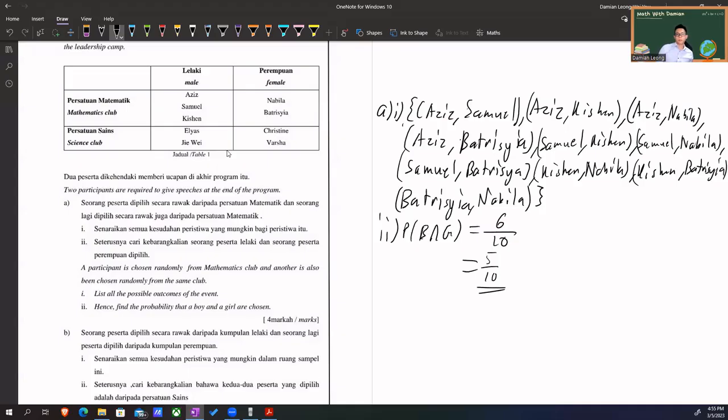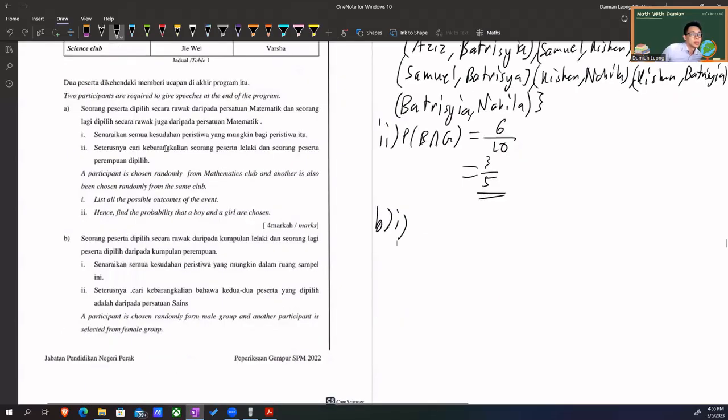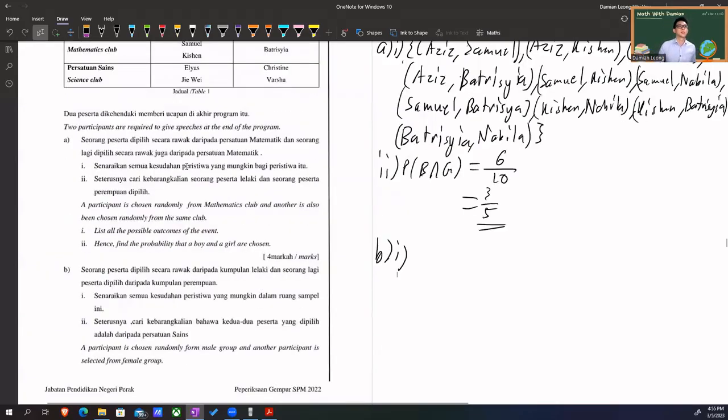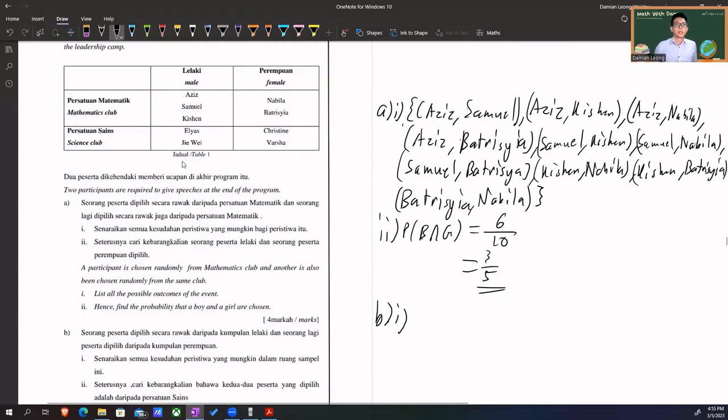Okay. So 3/5. Yeah. Part B. B1. A participant is chosen randomly from the male group and another participant from the female group. These are all the possible outcomes. So now it's just split male and female. So I match each of them together. Again, I have Aziz with each one of them.